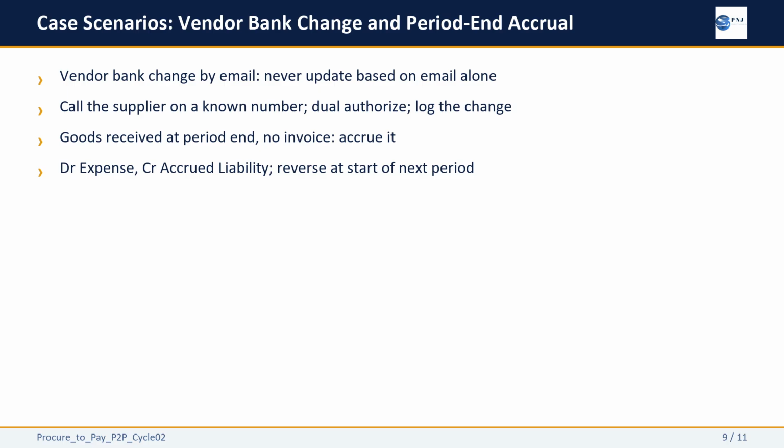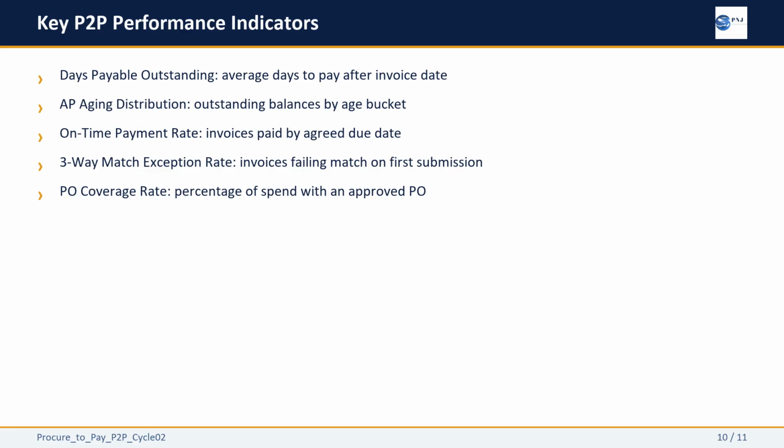The KPIs you set up for a client should connect directly to the risks and controls you have assessed. Days payable outstanding tells you how long the business takes to pay and whether that is a deliberate cash management decision or a backlog. AP aging shows where invoices are accumulating and whether the cycle is moving or getting stuck. On-time payment rate measures whether supplier relationships are being respected.